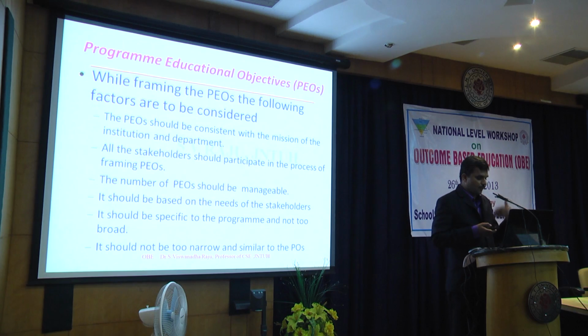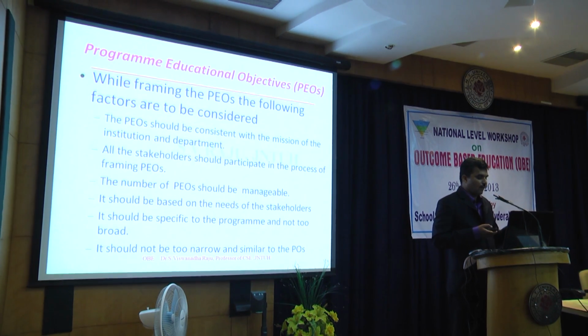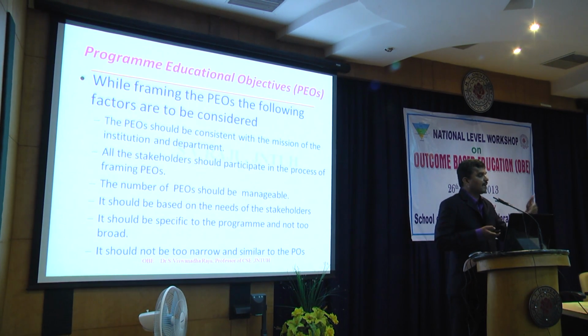Next, it should be specific to the program and not too broad. When I visited one college, they said, sir, we conducted a meeting for the college and took that feedback for framing the POs for my department. How could that be possible? They may belong to EEE or ECE or some other discipline. So I should conduct a meeting for my department, then only you can get accurate information. Otherwise, it is vague information.